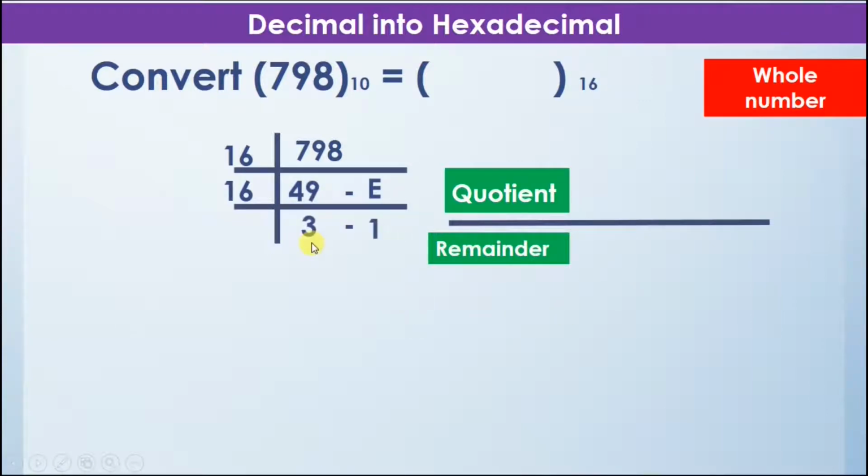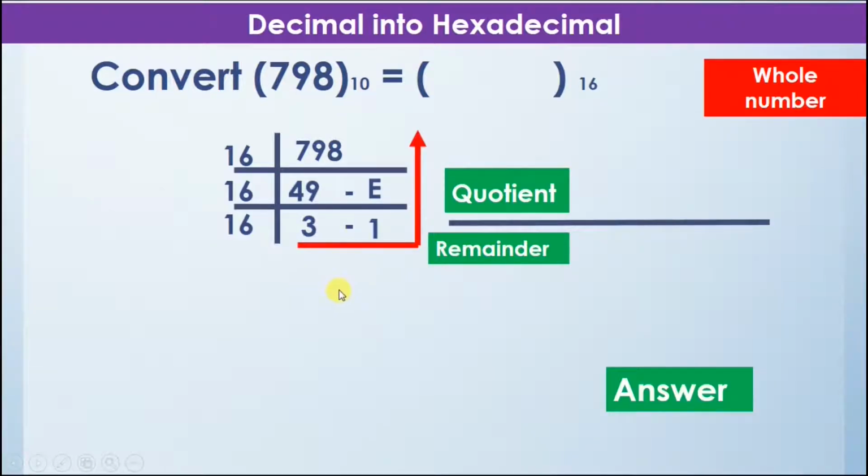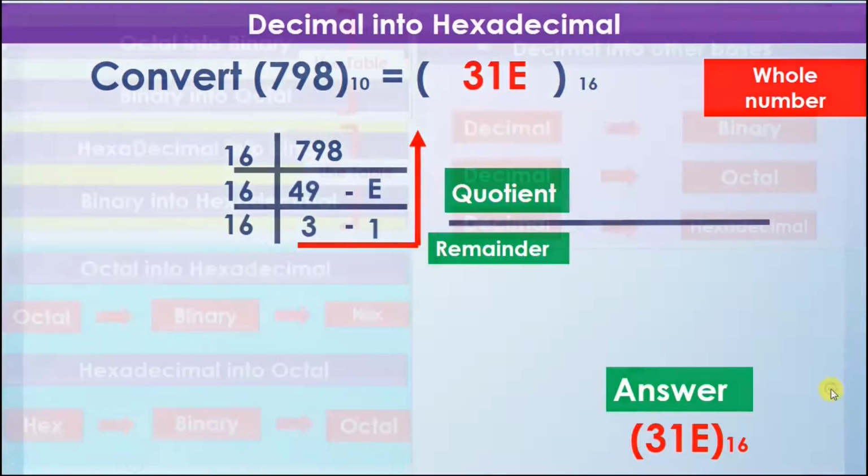So now we have the quotient 3, which is smaller than 16. So we cannot divide it further and we will stop the procedure. So we will calculate the answer by going from bottom to top like that. So now we can say that the answer is 31E in hexadecimal. So finally we can say that the number 798 in decimal is equal to 31E in hexadecimal. So this is how we convert decimal into hexadecimal using whole numbers.